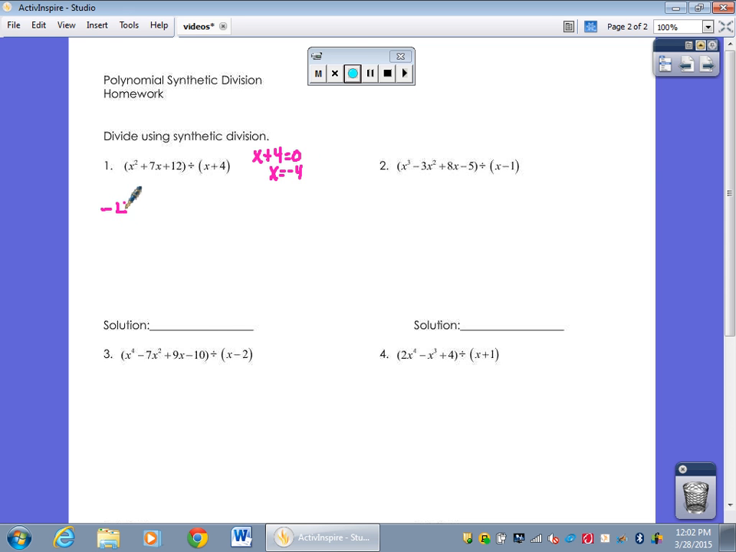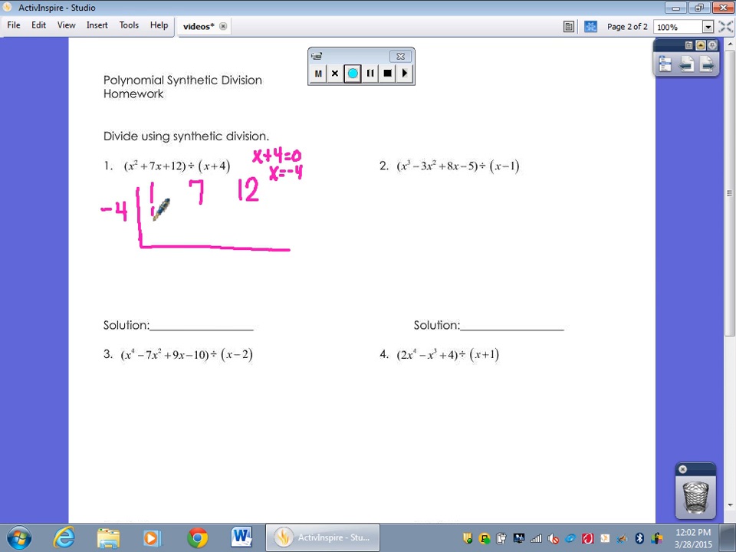So negative 4 is going to go on the outside of the box, and the box is actually upside down. It's like an upside down long division box. And then you're going to use the coefficients, including those that are not shown in the problem. We'll talk about that later in problem 3. But you're going to include the coefficients of each of the terms in the numerator. So the coefficient of x squared is 1, the coefficient of x is 7, and the constant there is 12, okay? So this is how you start it and set it up.